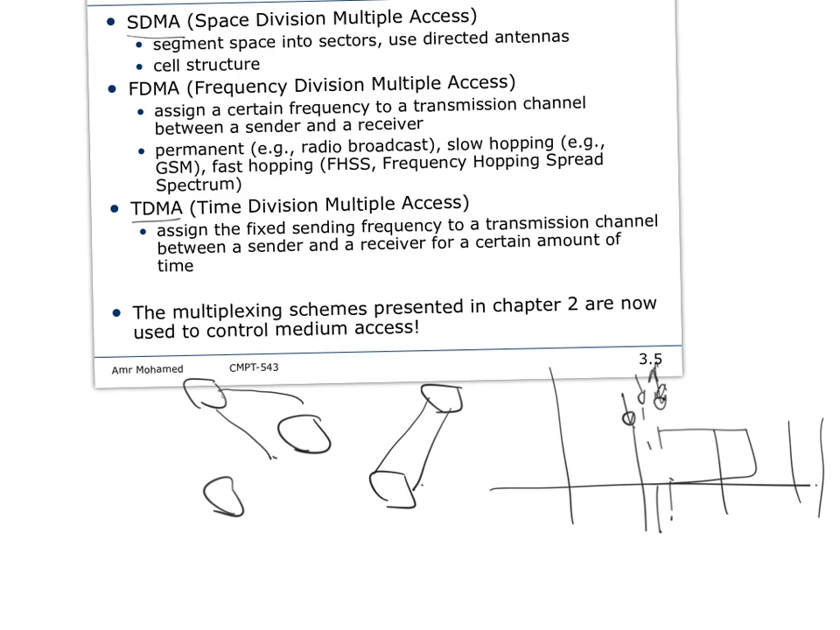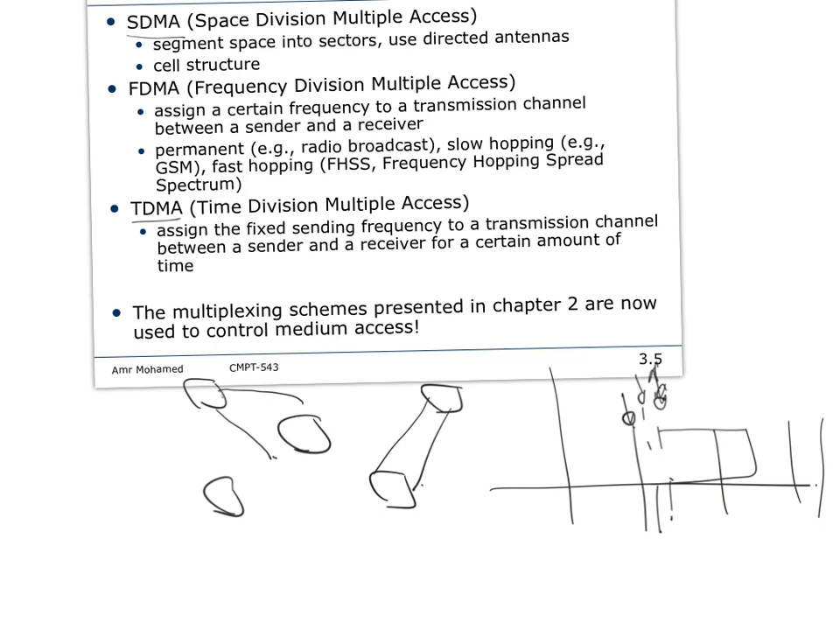I don't have a synchronization issue here because FDMA uses completely different frequencies. But the issue here is that, again, if I assign a frequency to a node and the node doesn't have anything to send at a certain point in time, then all this frequency resource is actually wasted during the time of no transmission.